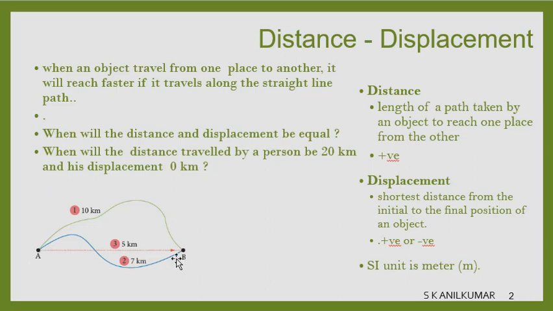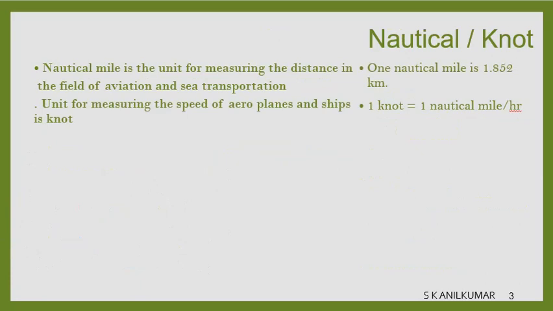5, 10, 15, 20. So he is traveling 20 kilometers, 5 kilometers on each side of a square, and is coming back to the starting point. So the displacement is 0. But he had actually traveled 20 kilometers, 5, 5, 5, 5 like this. So that is how distance and displacement are related to each other.